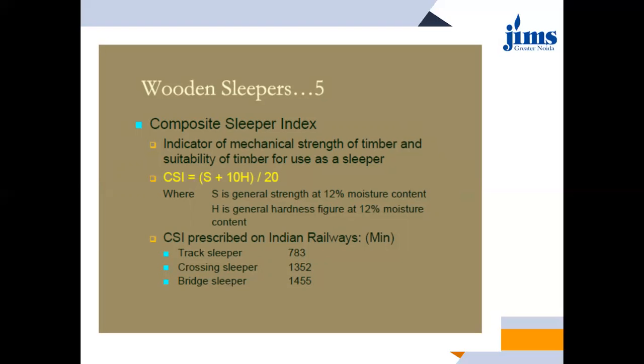Okay. So as per Indian Railways, there are certain minimum CSI values prescribed. For track sleeper it is 783. For crossing sleeper, that means the sleeper used under the crossing, it is 1352, and for bridge sleepers it is 1455.